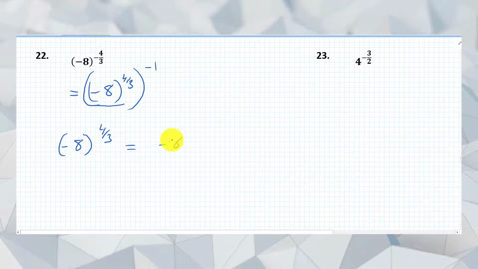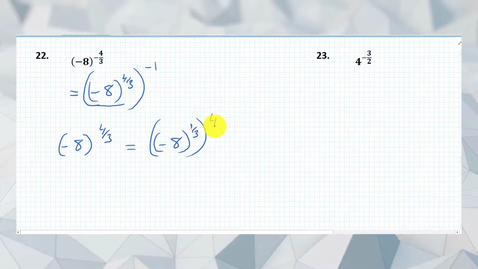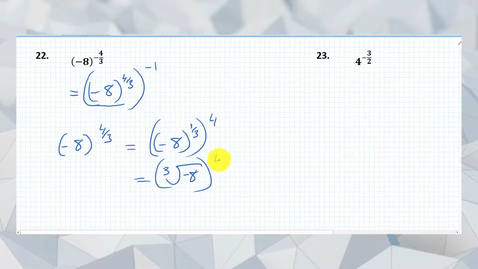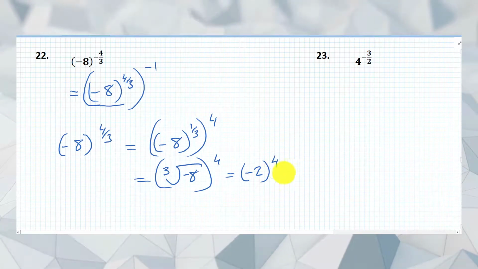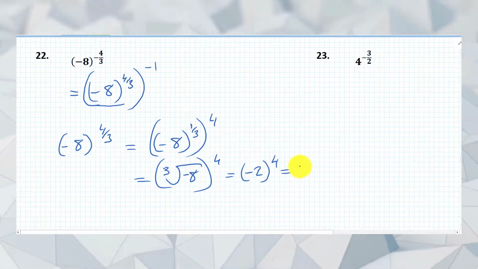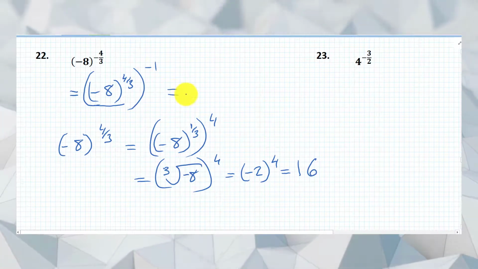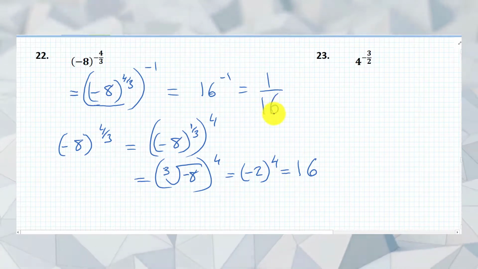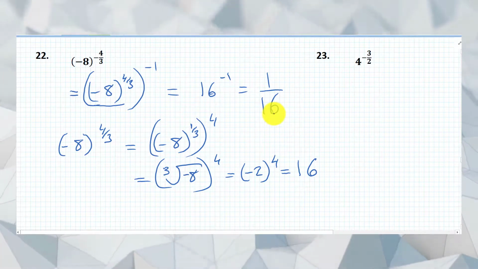This is negative 8 to the 1/3 to the fourth power. 1/3 means cube root, and the cube root of negative 8 is negative 2. So it's negative 2 to the fourth power. Negative 2 to the fourth power is 16. So again, now we have 16 to the negative 1, same thing as before, 1/16. All right, let's move on to the next series of examples.